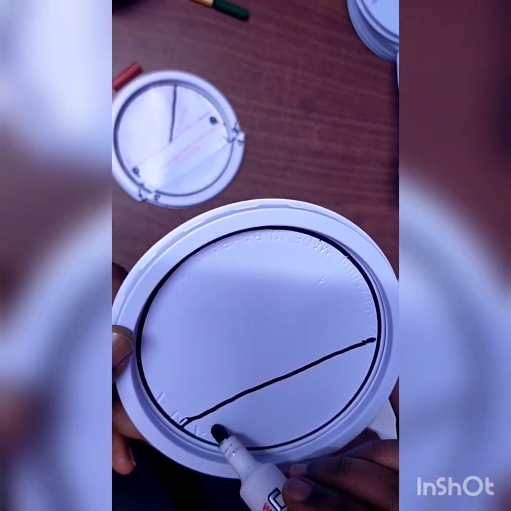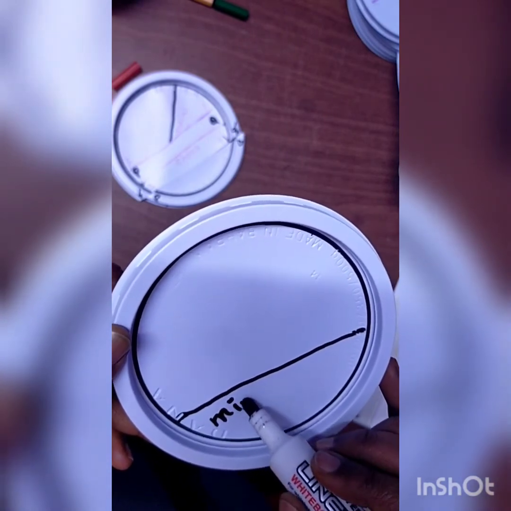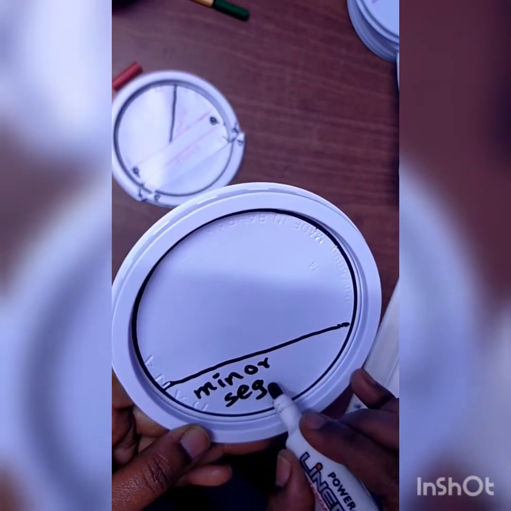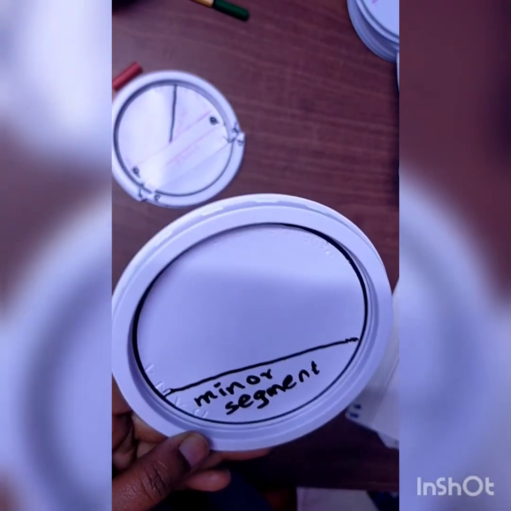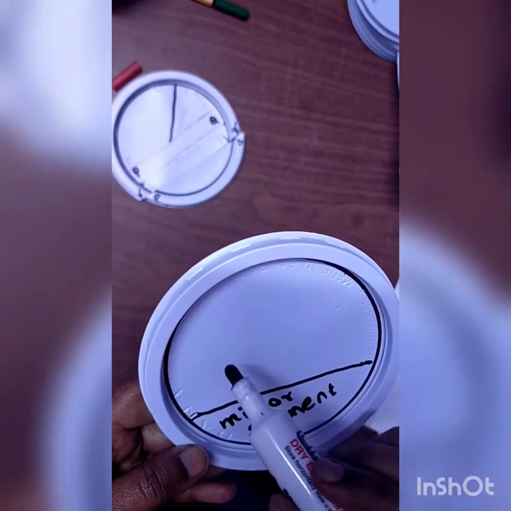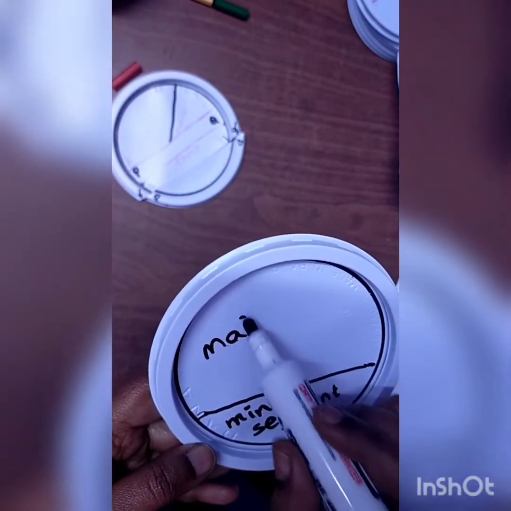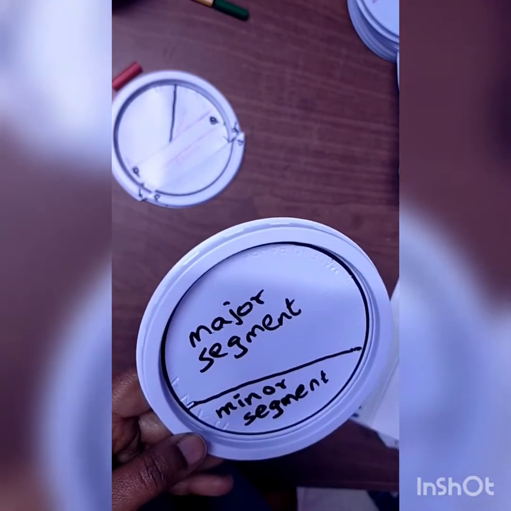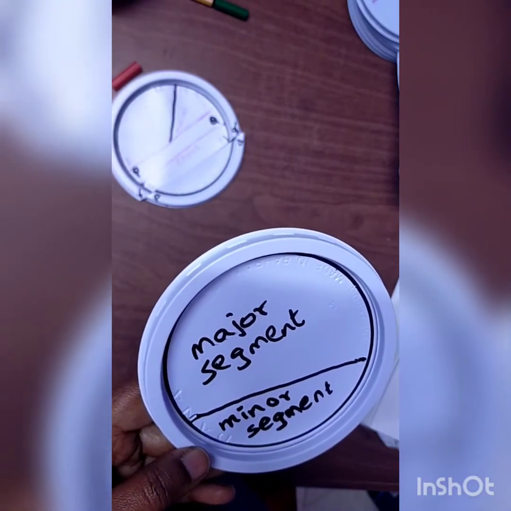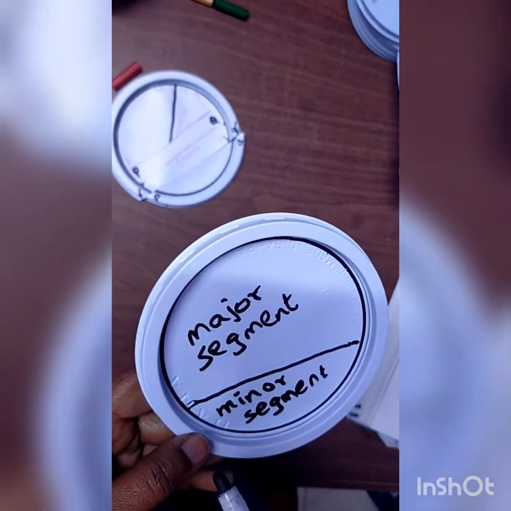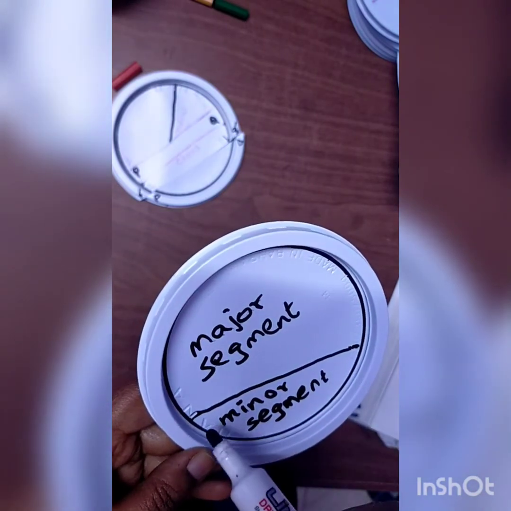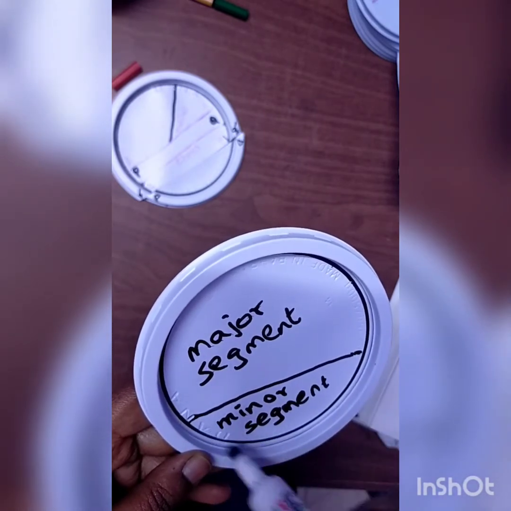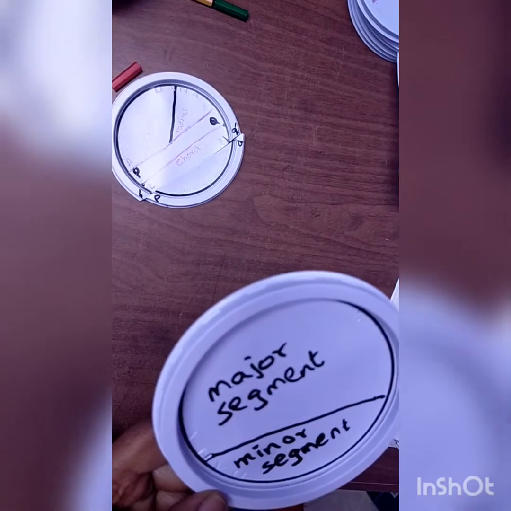So the small one is named as minor segment, and the big one is known as major segment. Okay, so what is a segment? The region between the chord and either of the arc. The region between the chord and the arc is known as segment.